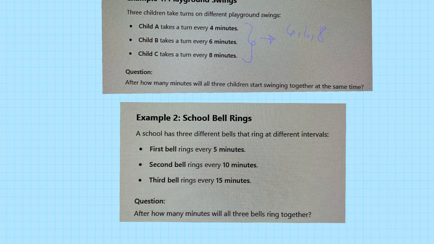In the second example, school bus ring. A school bus has three different bells that ring at different intervals. The first bell rings at 5 minutes, the second bell rings at 10 minutes, and the last bell rings at 15 minutes. Once they start ringing, the first time they will ring at the same time, but after that they will not immediately be at the same time again. After multiple times, at a certain point they will ring again at the same time. That time we need to find. That means we need to find the least common multiple for this.